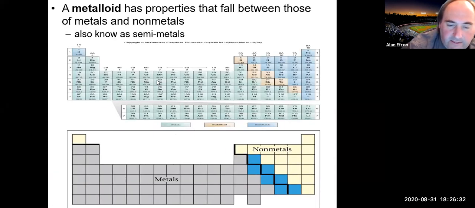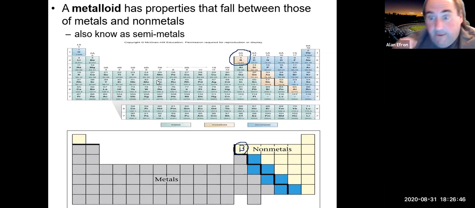Now our metalloids are our semi-metals, just for a cross comparison. Some books, and I think your book might, include boron, which is right here, as a metalloid. Some books don't, but I think yours might include boron.